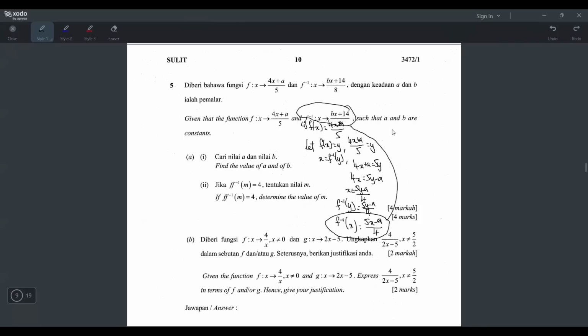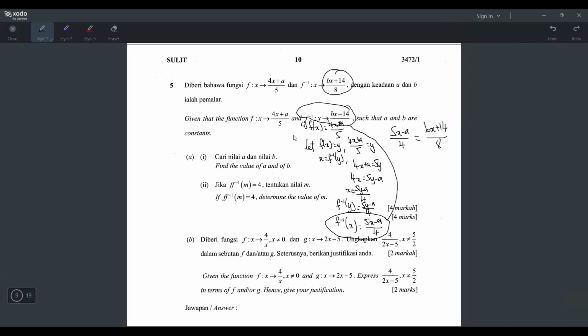Okay, I'll write it here. 5x minus a over 4, dia boleh terus equal this thing, bx plus 14 over 8. Kenapa dua-dua ni boleh sama dengan? Sebab they are both f inverse x. So they both can equal, they both can sama dengan.